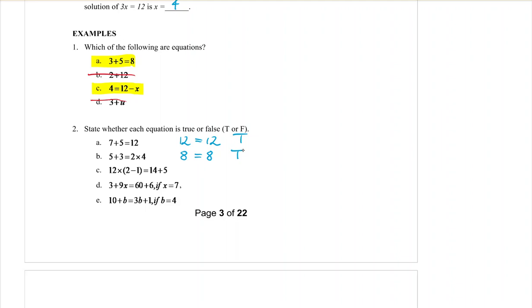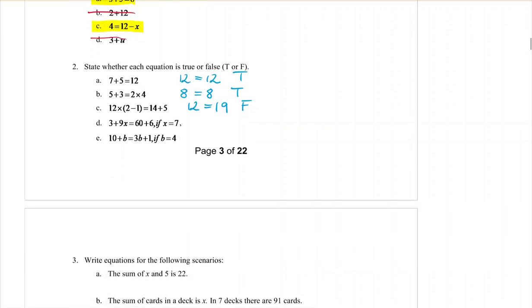Part C. Working out the left-hand side, remember you need to do brackets first, assuming that we're not using calculators for this. So 2 take away 1 is 1, and then I would do 12 times 1 equals 12. That's the left-hand side. On the right-hand side, 14 plus 5 makes 19. Does 12 equal 19? No, so we have our first false. That's a false equation.